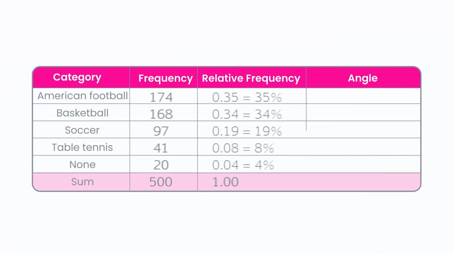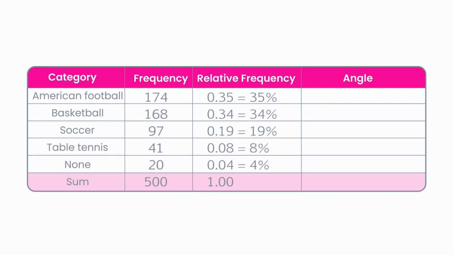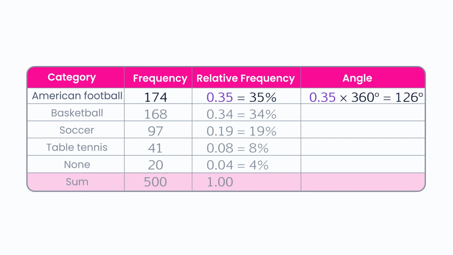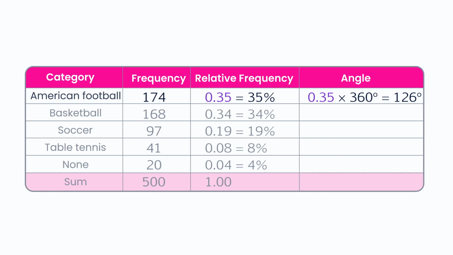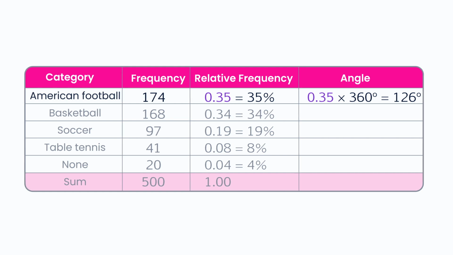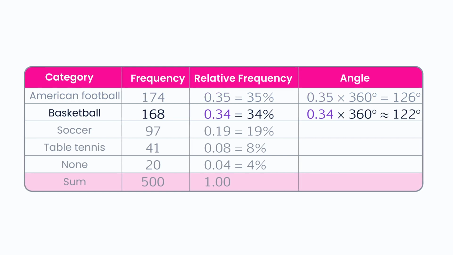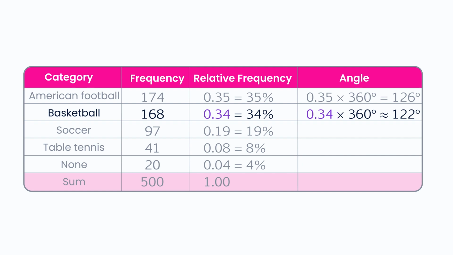First, you add another column on the right-hand side of your frequency table. Label it angle. Now, you calculate the size of the angle for the category American football by multiplying the relative frequency by 360 degrees. 0.35 times 360 equals 126 degrees. Then you calculate the size of the angle for the category basketball by multiplying its relative frequency by 360 degrees. 0.34 times 360, which approximately equals 122 degrees.